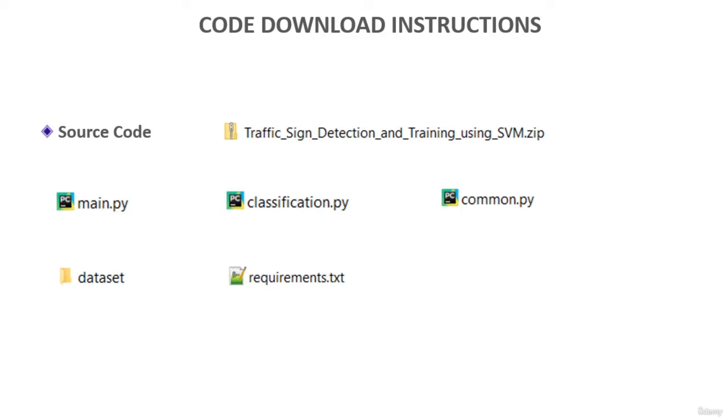Then we have classification.py that contains SVM model to classify traffic signs, and common.py which has functions for defining SVM model and some common routines used by other functions. Besides this, the dataset folder contains the images of various traffic signs, and finally, requirement.txt is the file that you have to install as a part of configuration. In order to execute the project, you have to run the main.py file in PyCharm to get the desired output.